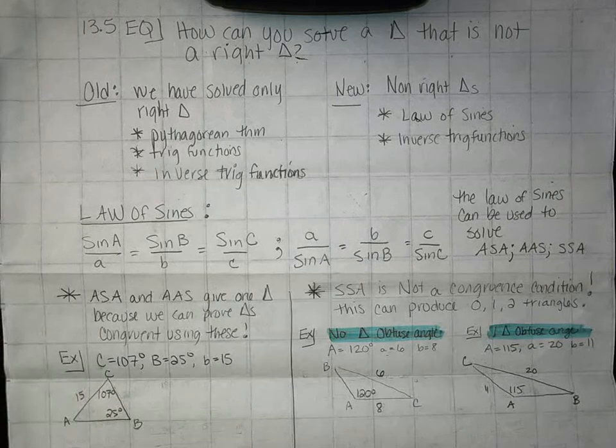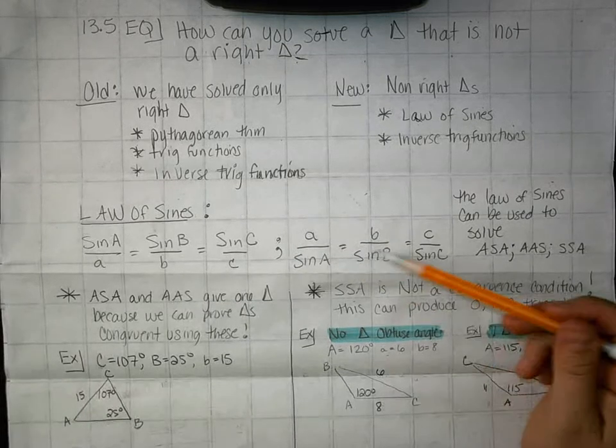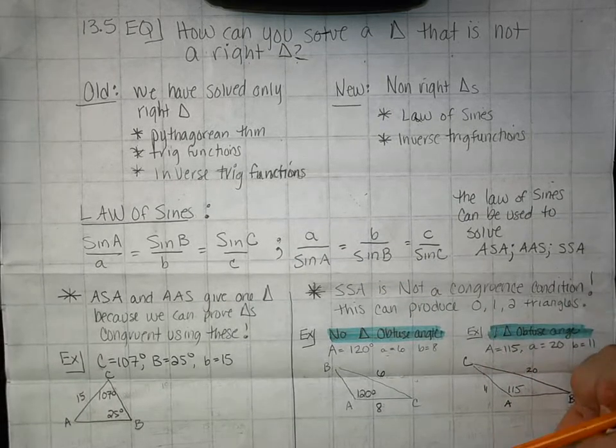The tools that we're going to use to solve these are the law of sines and inverse trig functions. Okay, so you can see that the law of sines is written here. It's the sine of angle A over side length A equals the sine of angle B over side length B equals the sine of angle C over side length C. Knowing that, we can also turn these fractions upside down and set them equal as well.